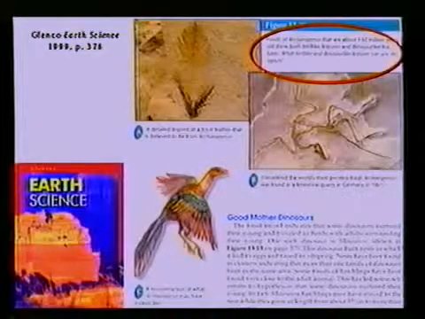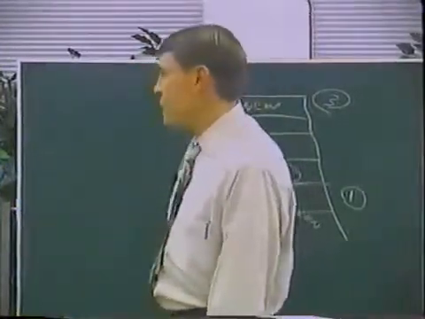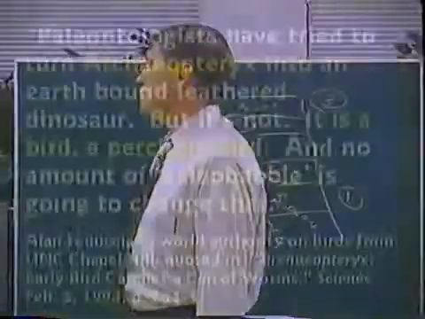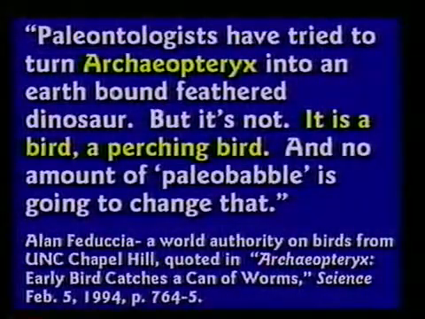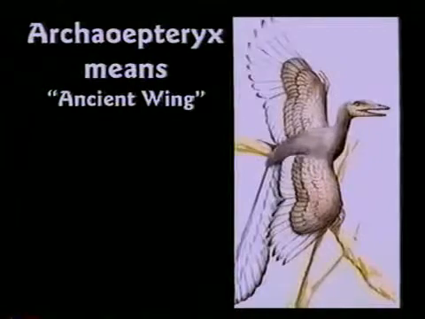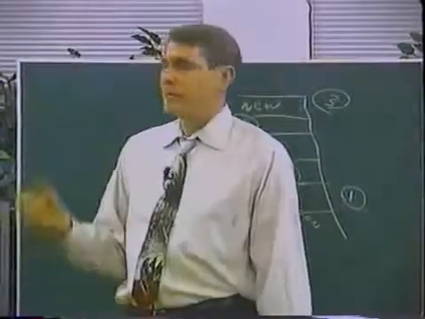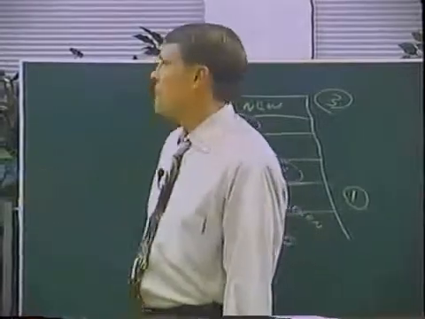Alan Feduccia is considered one of the world's experts on birds. He teaches at university in North Carolina, UNC Chapel Hill. He said, and I quote, paleontologists have tried to turn Archaeopteryx into an earthbound feathered dinosaur, but it's not. It is a bird, a perching bird, and no amount of paleo-babble is going to change that. The word archaeo will be a good quiz question here. Archaeo means ancient, and pteryx is a Greek word for wing. So Archaeopteryx is ancient wing. If it has the word archaeo in it, it means old or ancient, okay?